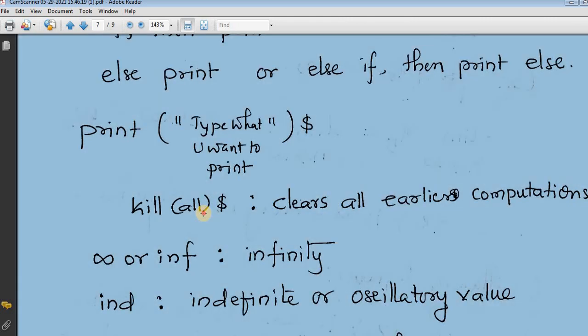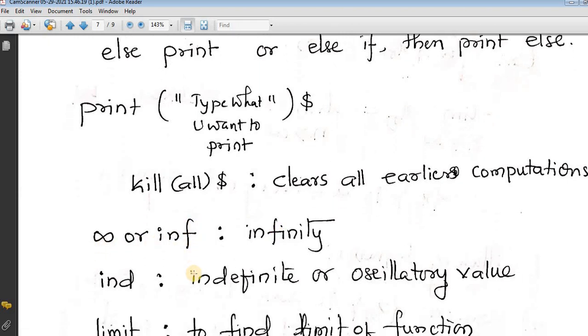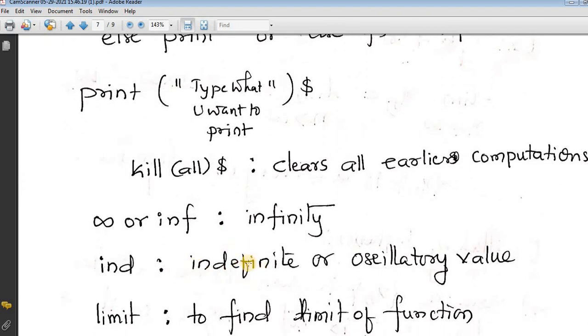What we are doing, as well as the infinity symbol, I can use a symbol, or I can write simply INF. So it gives the meaning of infinity. We are using the infinity in the programming. I can use the symbol, or I can write INF. As well as ind means indefinite or oscillatory value. So this is a symbol to use in the programming. Suppose I write ind, that means it is an indefinite or oscillatory value.